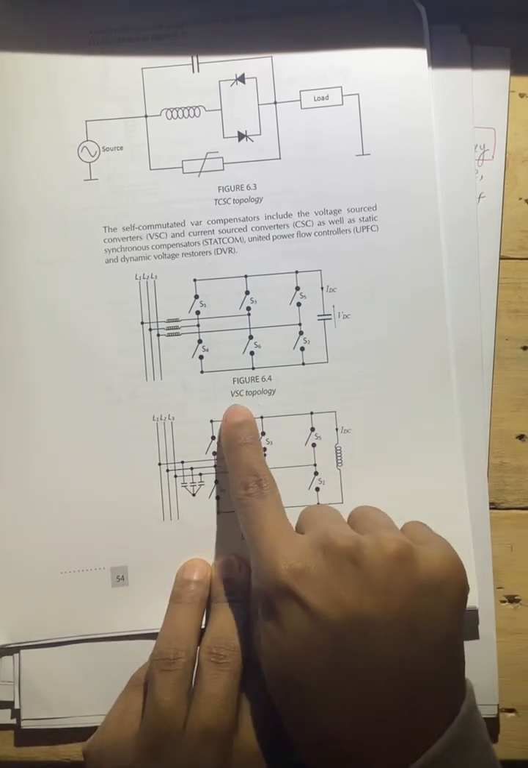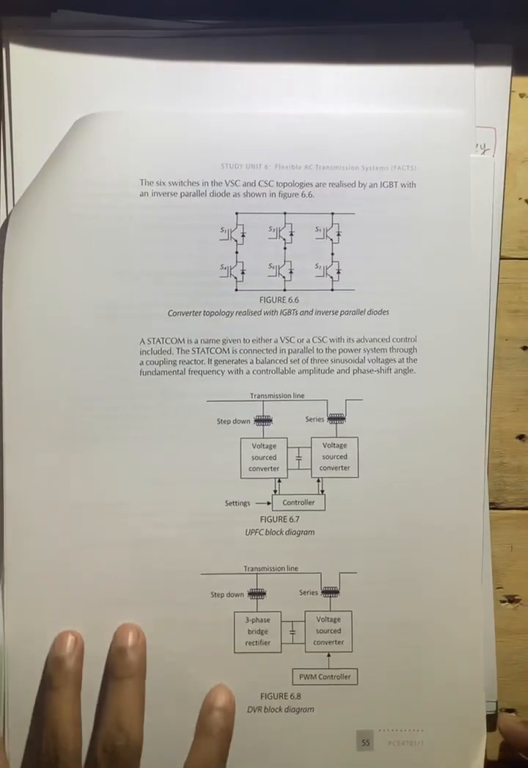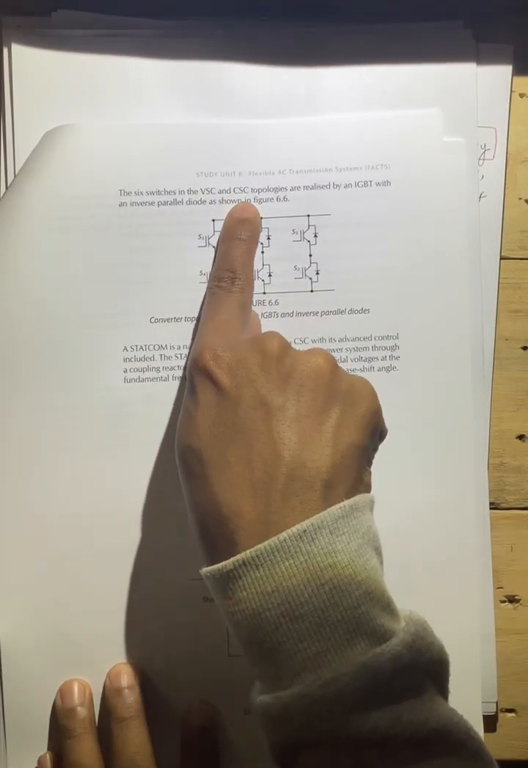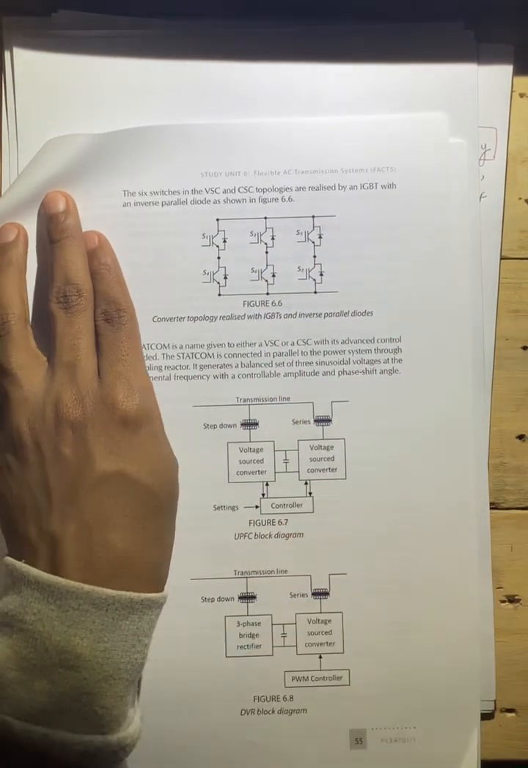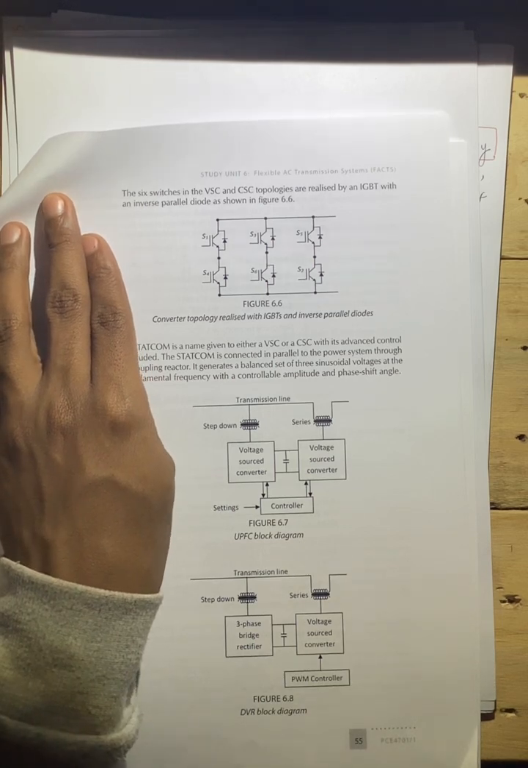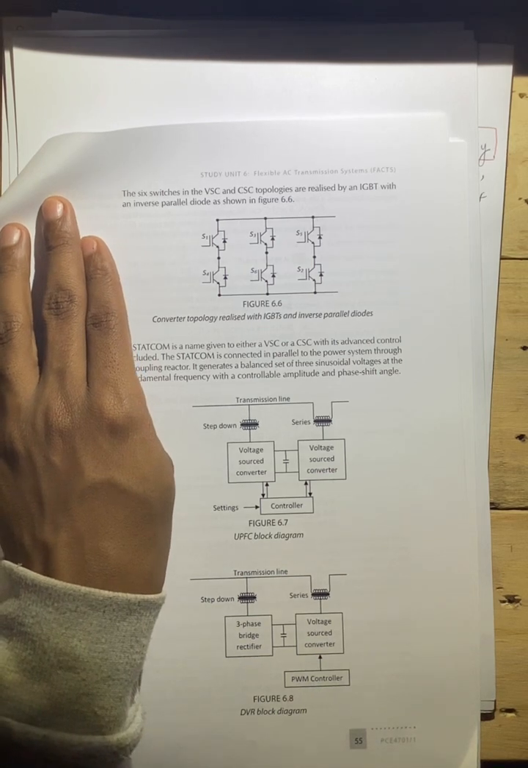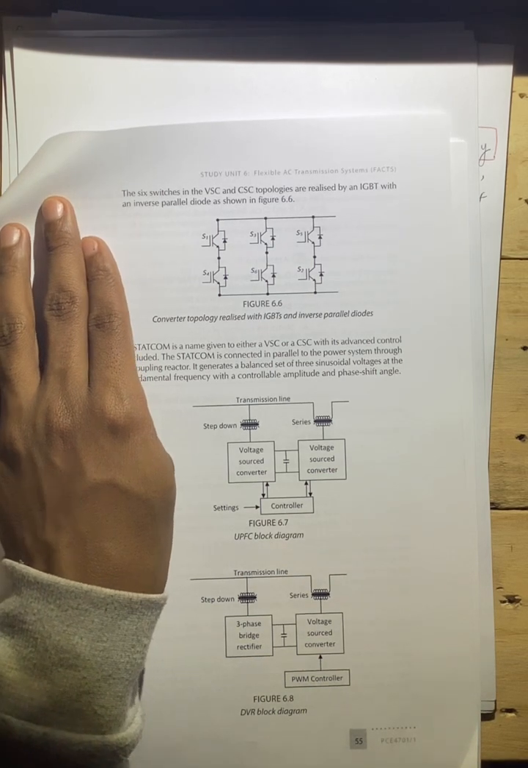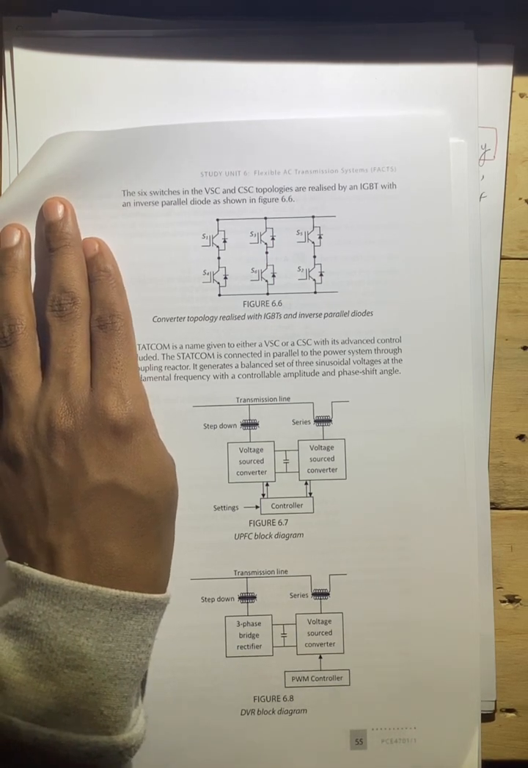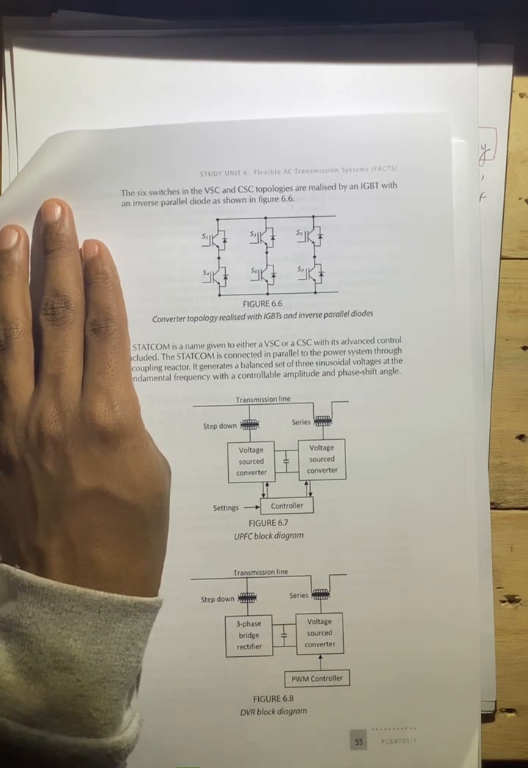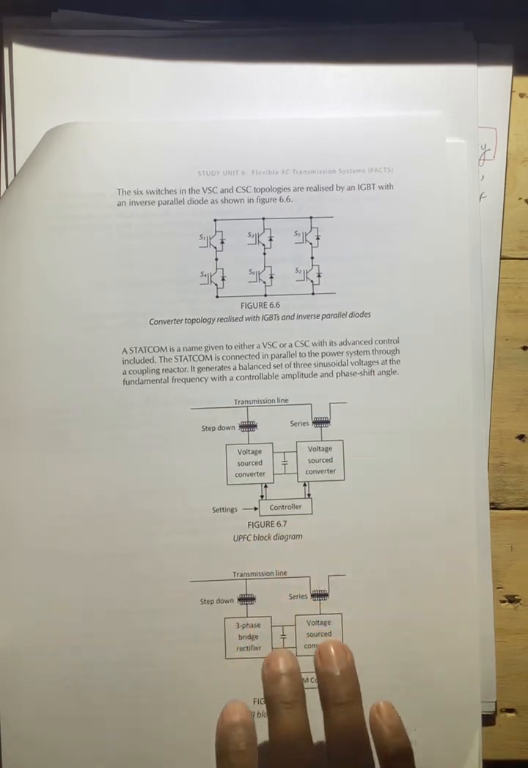Now mind you, this is your VSC topology, this is your CSC topology. Now check this out. The 6 switches in the VSC and CSC topologies are realized by an IGBT with an inverse diode, as shown, simply meaning those switches are in actual fact IGBTs that are being switched. We read about that earlier on. These things are switched with what we call voltage control at the gate terminal. So this is your converter topology realized with IGBTs and inverse parallel diodes.